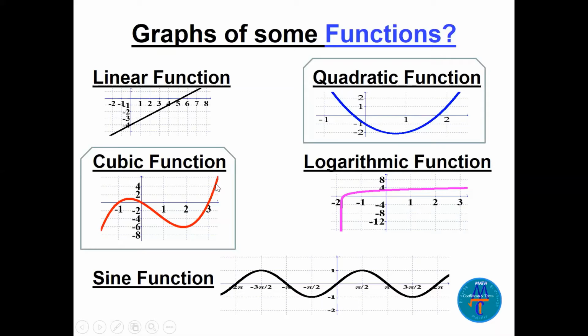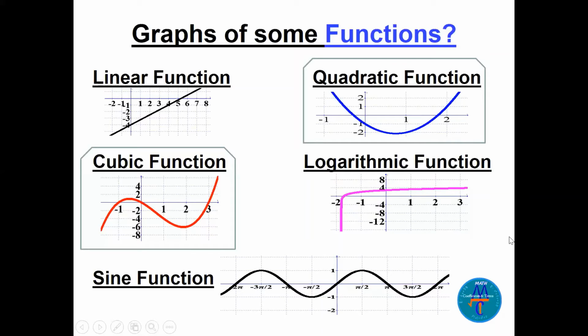That's another function here, cubic function. It's more difficult to graph. And then we have logarithmic functions. We have exponential functions. We have sine function. And also remember, this is in trigonometry or pre-calculus. So we have sine function, cosine function, tangent function, cotangent function, secant function, and cosecant functions.